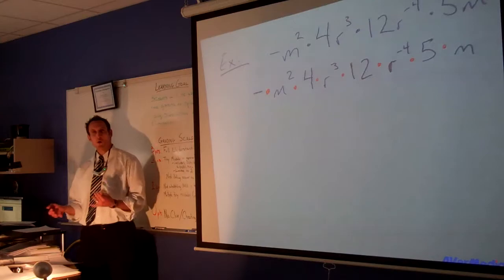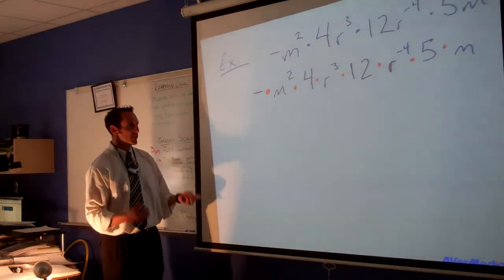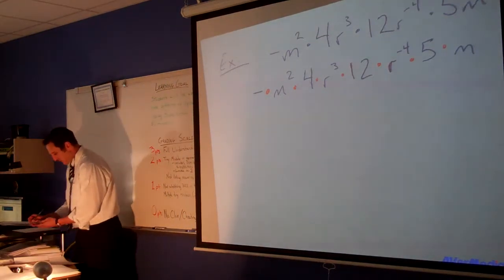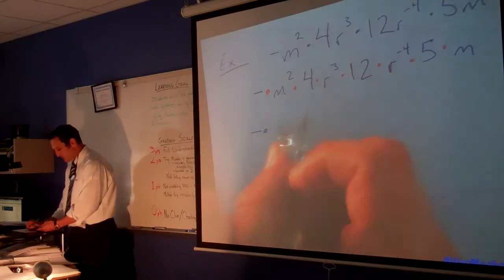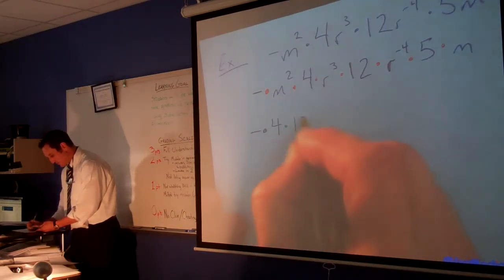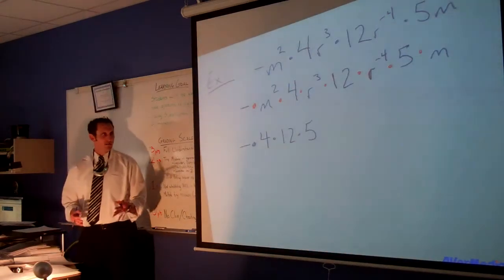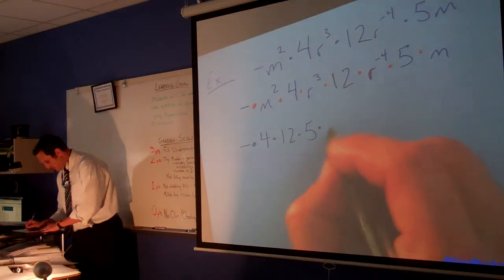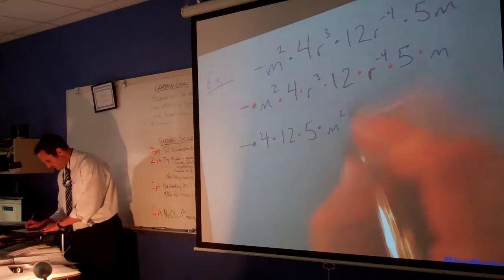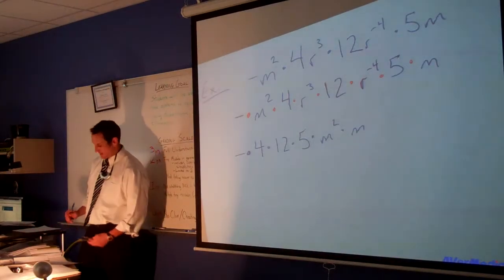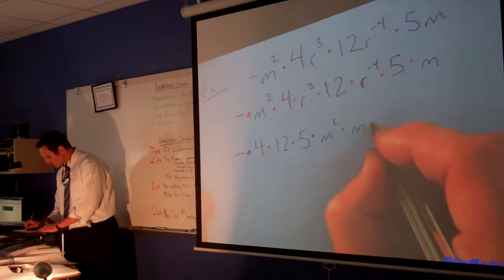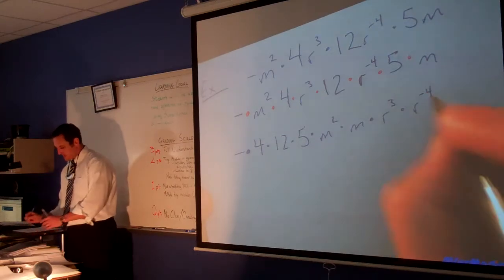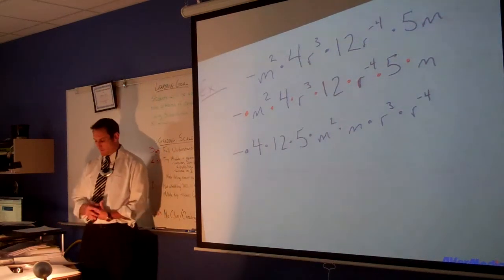So now what are we going to do? We're going to rearrange everything, use the commutative property to put all of our numbers together, our variables together. So we have that negative that's out there, times, we can write the 4 next, times the 12 next, times the 5 next. Because of the commutative property, we can multiply in any order. Then we can multiply our m's together. We have an m squared here. We also have an m over there. What's the exponent? The exponent is 1. Times our r to the 3rd power, times our r to the negative 4th power. So we're just using the commutative property.